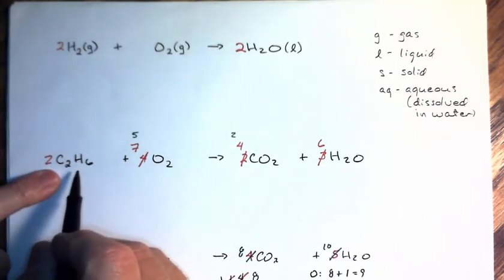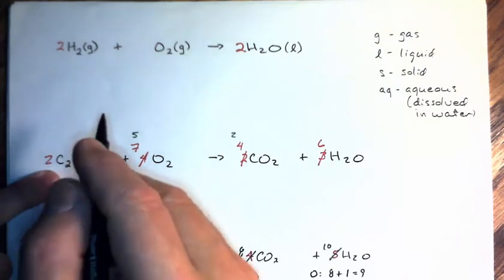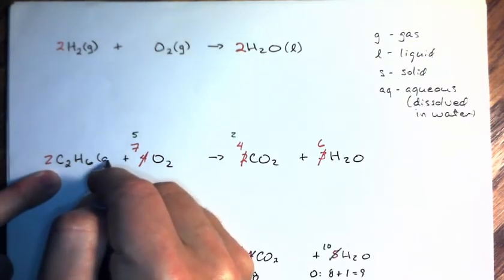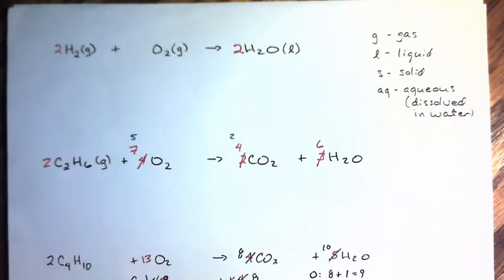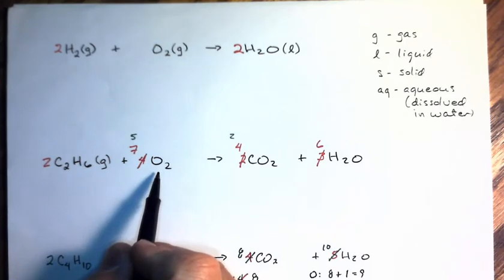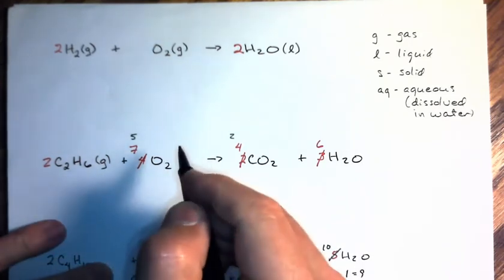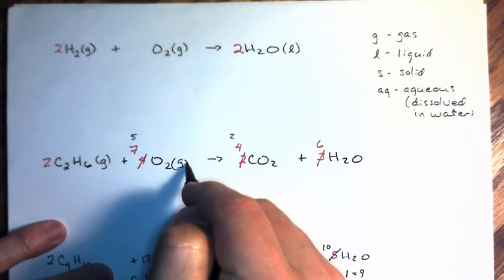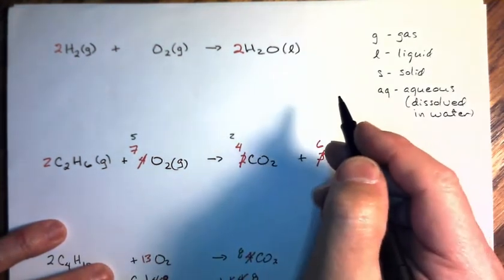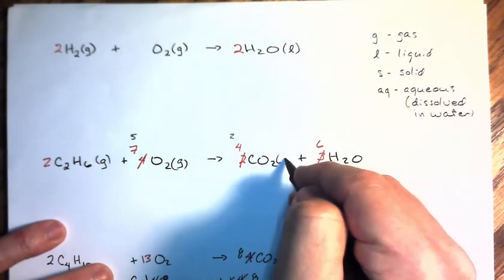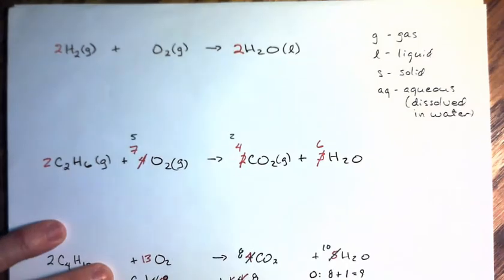Now you might not know at this time, but this is going to be a gas. You'll find out in this unit how to predict when a hydrocarbon like this is a gas or a liquid or a solid. What physical state do we list after this one? Gas. Okay. How about this one? Yep, CO2 is a gas under normal conditions.